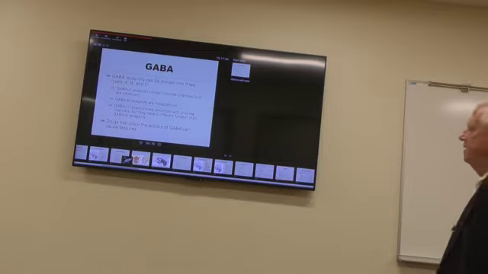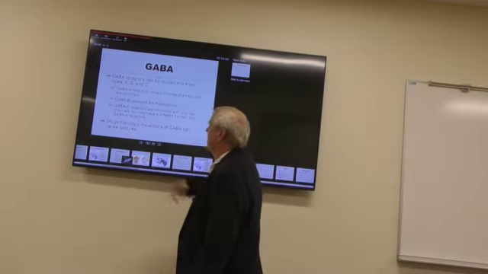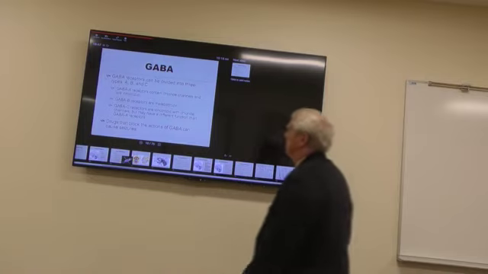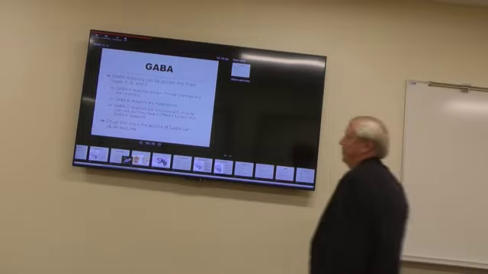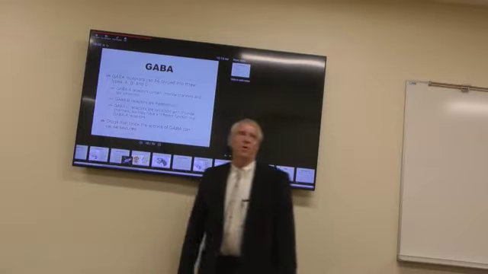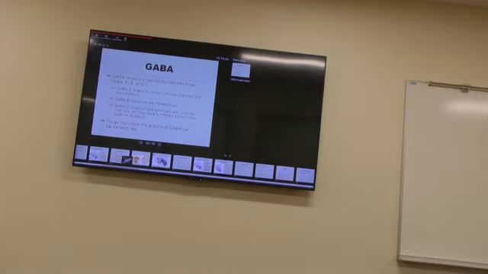GABA receptors can be divided into three types, A, B, and C. GABA-A receptors contain chloride channels and are ionotropic. GABA-B receptors are metabotropic. GABA-C receptors are ionotropic with chloride channels, but they have a different function than the GABA-A receptors. Drugs that block the actions of GABA can cause seizures. So you need a select amount of GABA in your system. If you don't have enough GABA in your system, you become overly anxious. But if it blocks it too much, then you'll start having seizures, and that ain't good.